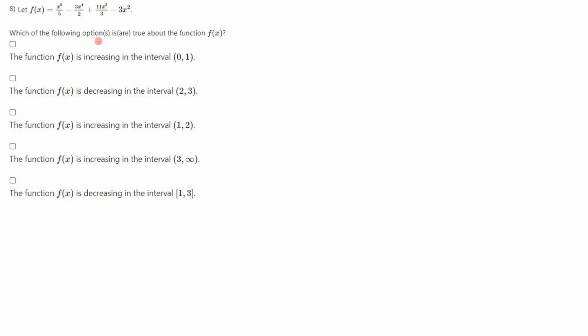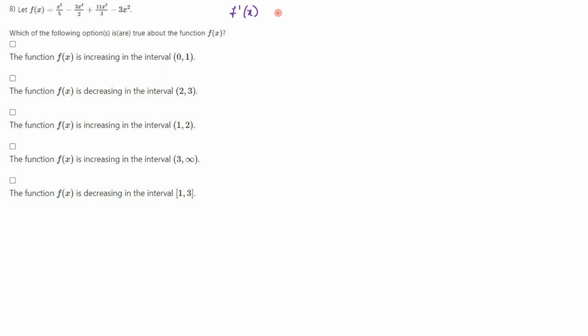Which of the following options is or are true about the function f of x? Okay, so they're stating increasing or decreasing function, right? So first we have to find the critical points for this function. To find the critical points, we'll go with differentiation of this, that is 1 by 5 as it is.